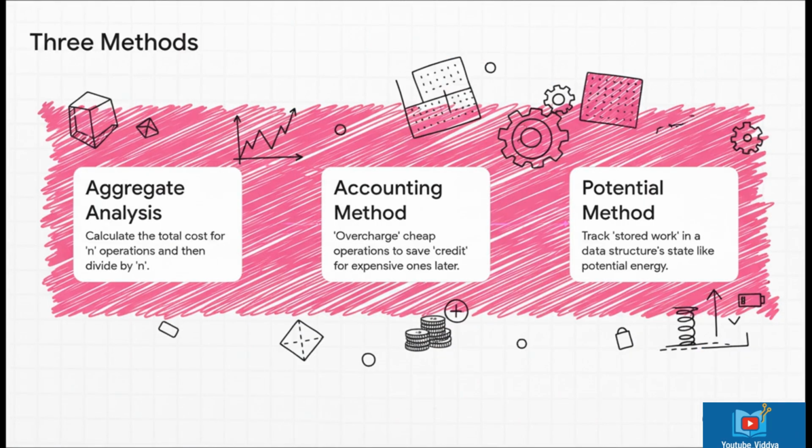Now, to actually calculate this, we've got three main tools in our toolbox. Aggregate analysis is the simplest. You just add up the total cost for, say, 1,000 operations and divide by 1,000. Easy. The accounting method is a little more clever. It's like saving for a rainy day. You overcharge the cheap, easy operations and bank that extra cost as credit. Then, when a super expensive operation comes along, you use your saved up credit to pay for it. And finally, there's the potential method, which is kind of like physics. It thinks of the data structure as having stored energy that can be released to pay for future work.